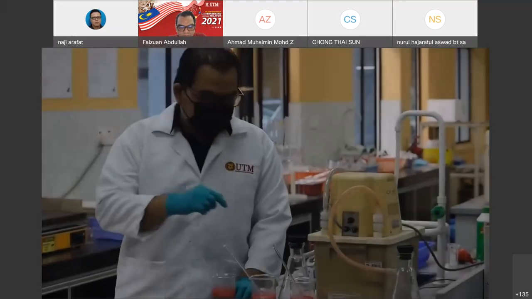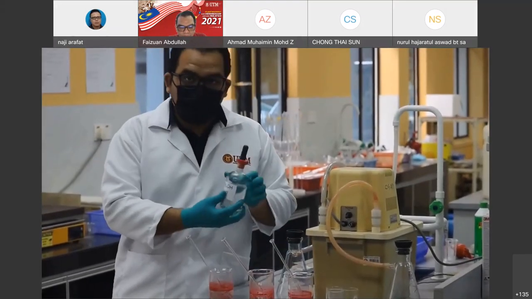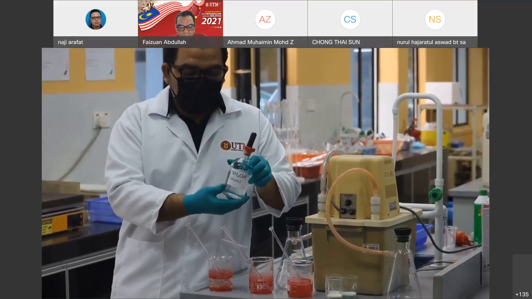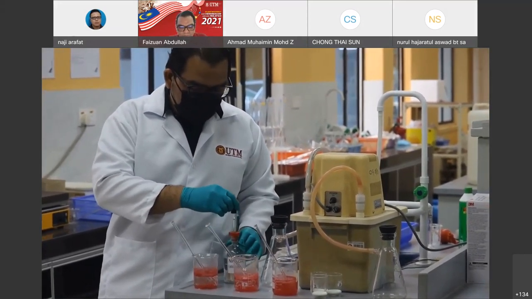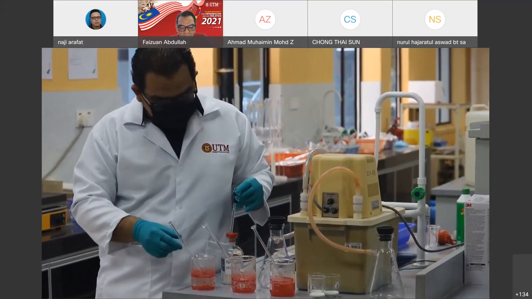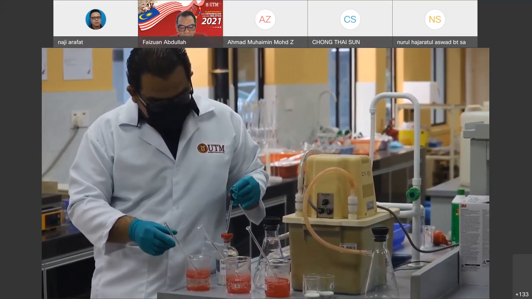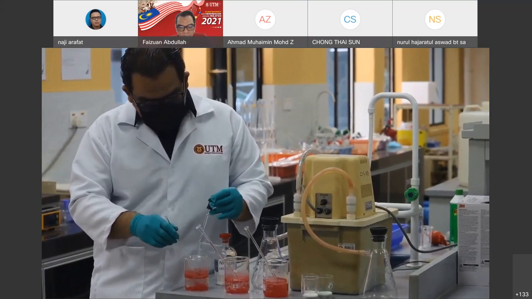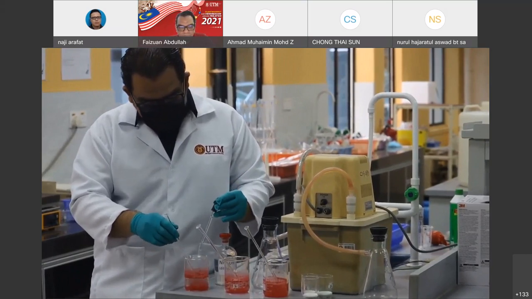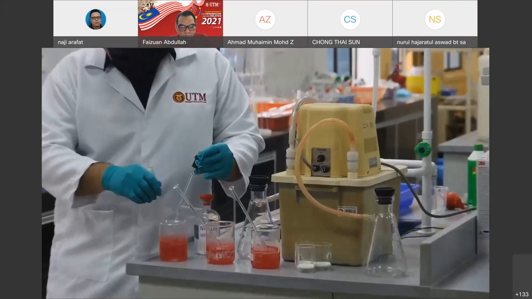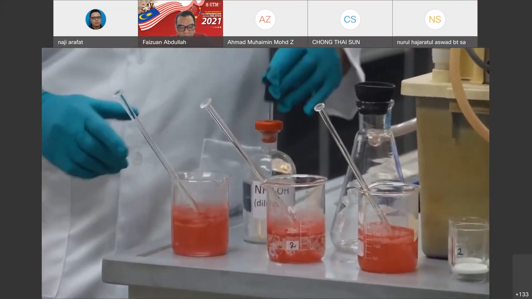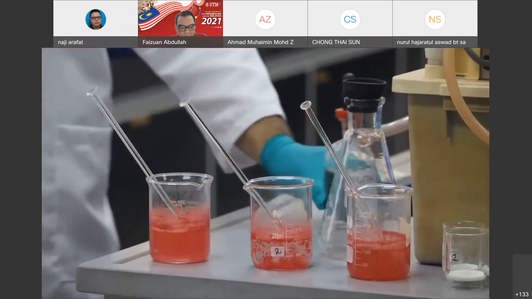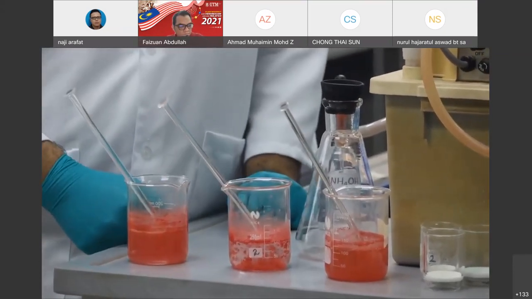Now, the next step is to add diluted ammonium hydroxide into the cool samples. I'm going to add this ammonium hydroxide dropwise until no further formation of red coloration upon mixing with this solution mixture. I'm going to do this for all the three replicates. This is how I'm going to do it, and please make sure that you stir them well.